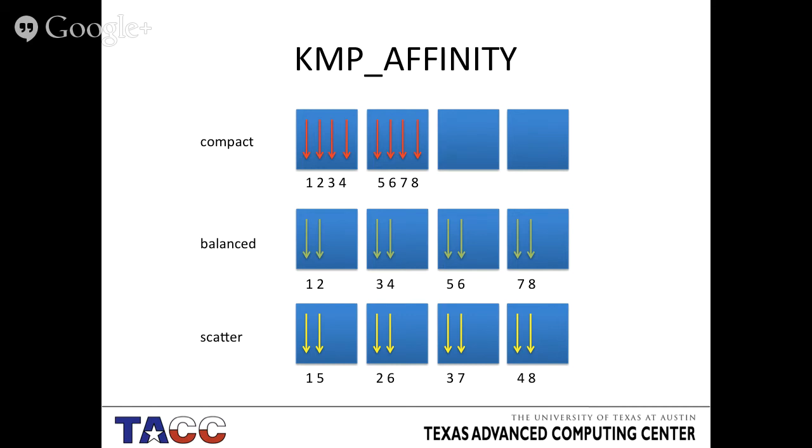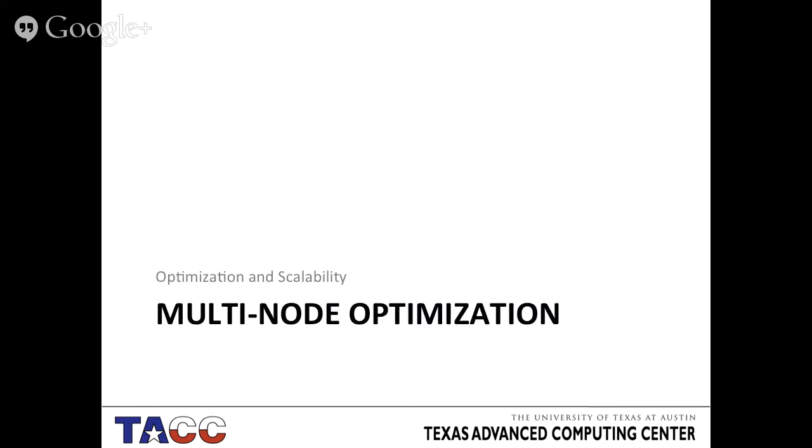And affinity is probably the most important thing on node. So once we're done with the node, we need to think about what happens when we want to run on more than one node. And what happens when we want to run on more than one node is that we need to look at a different set of issues.